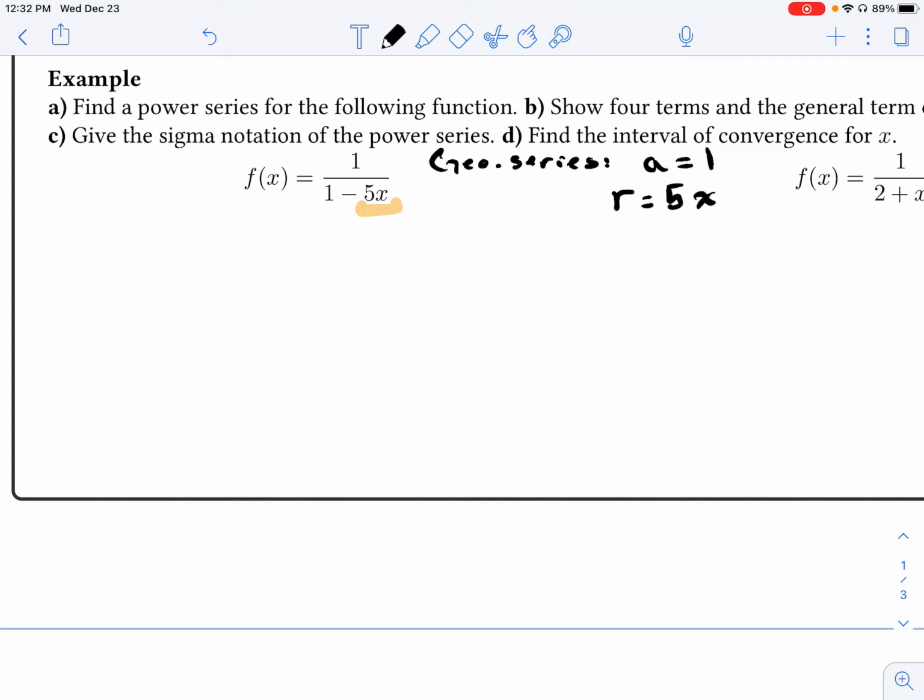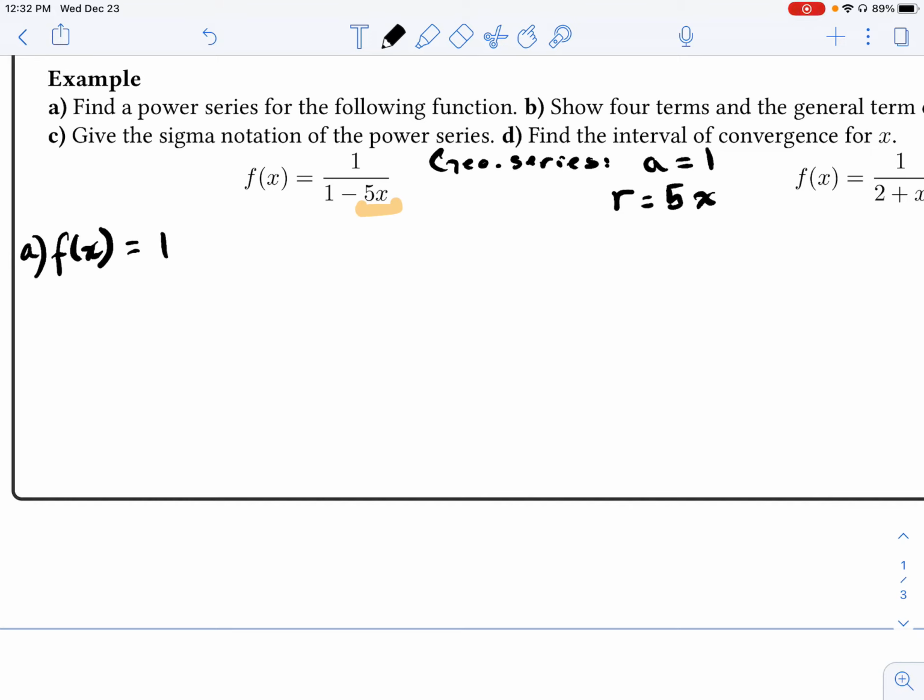So we're going to express this function as a power series. We're going to say f of x, this basic rational function that we've seen many times, can be represented by the following power series.